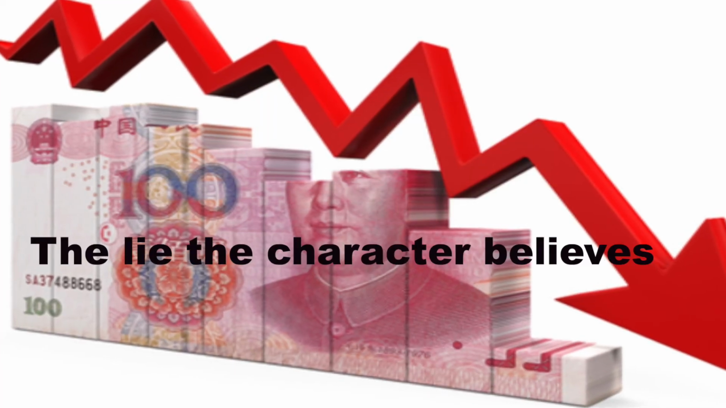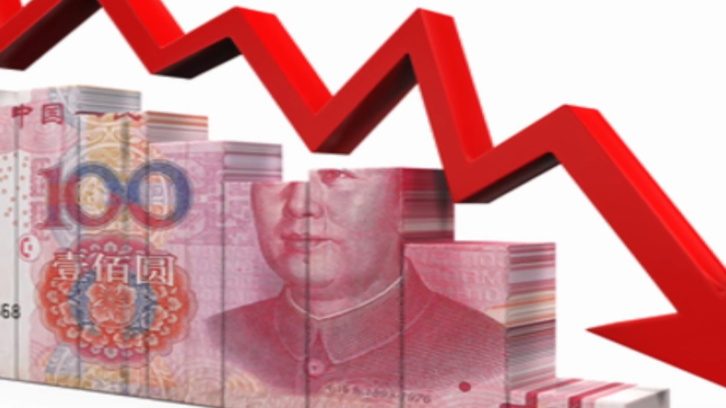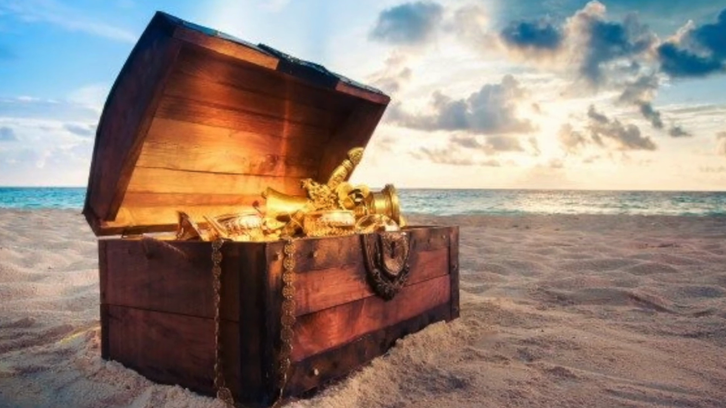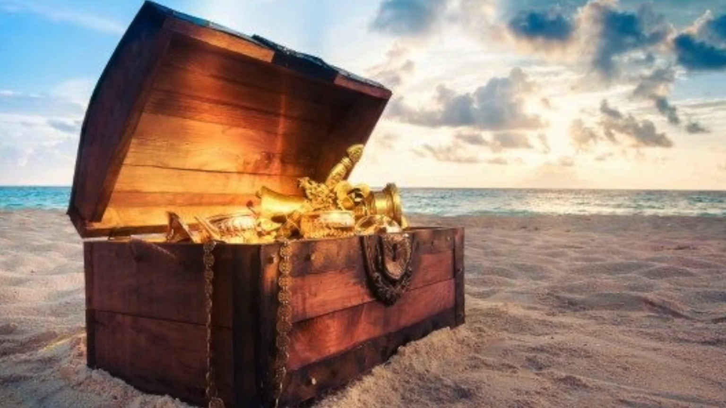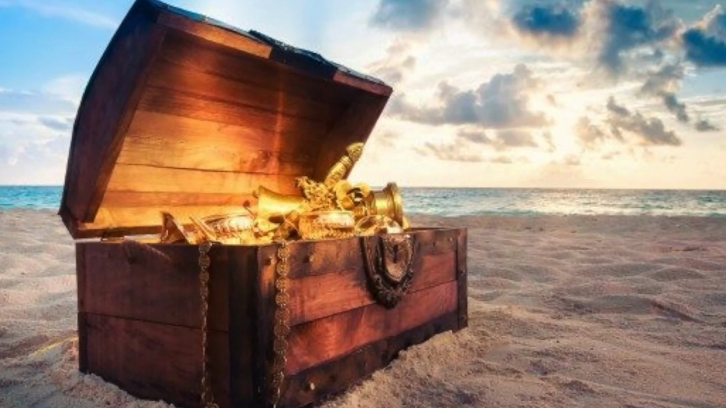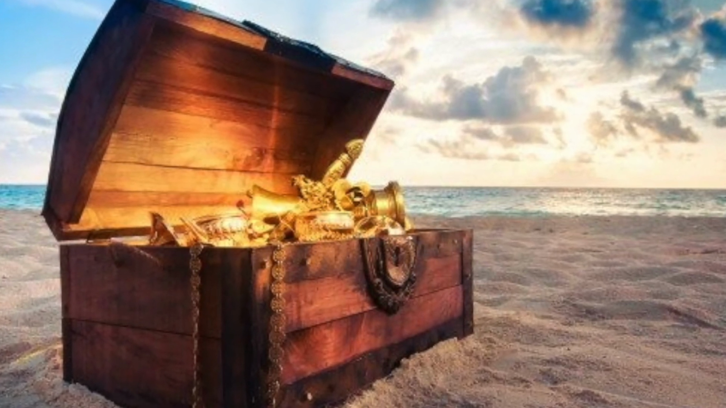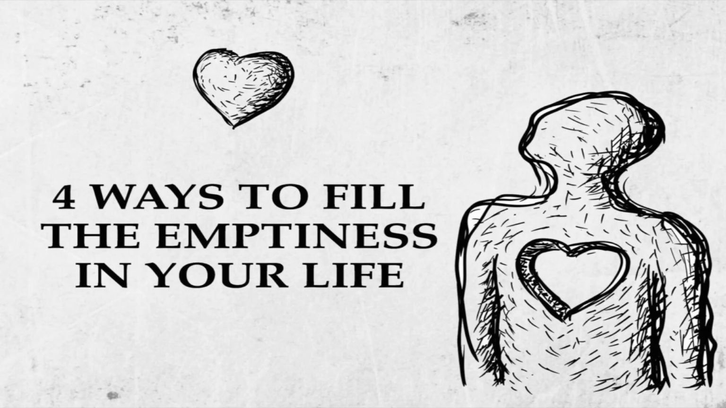The lie the character believes. With a negative arc, the lie the character believes is usually about something the character already possesses but devalues. There will be a specific thing that is good in your character's life, but your character will take it for granted. Your character may even be willing to sacrifice the good thing in their life to pursue the false promise of the lie. This is what Weiland believes, but I also believe that the lie of the character can be similar to the lie the character believes in the positive change arc.